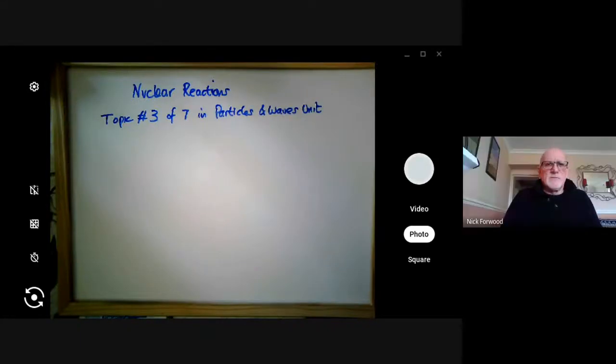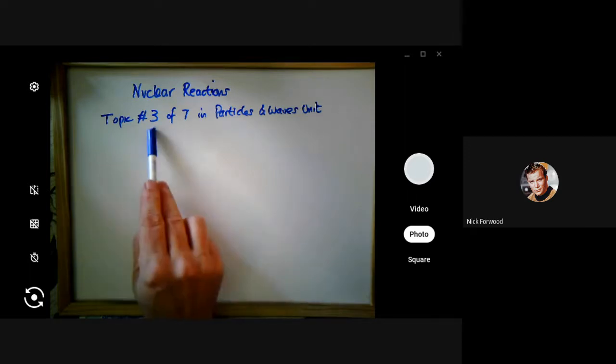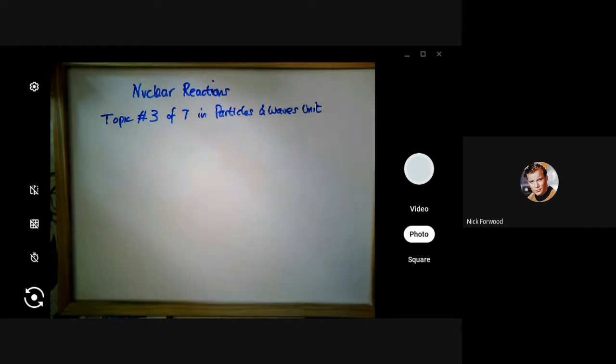Hello there. We're going to move on to a new topic in particles and waves. It's called nuclear reactions. And as before, there are a number of subtopics within this topic. So this is topic number 3. There are actually 7 topics in nuclear reactions. So we're getting near to halfway through the particles and waves section.